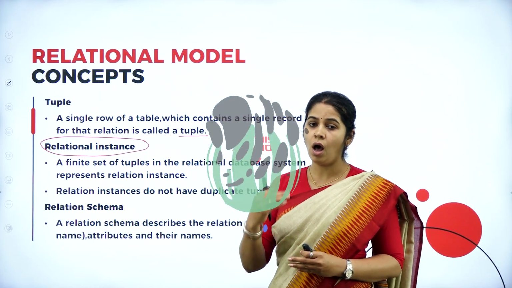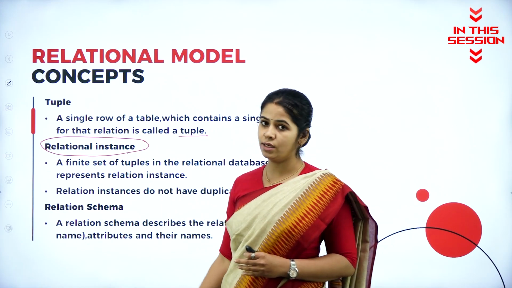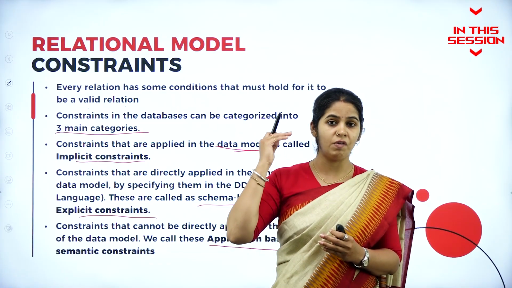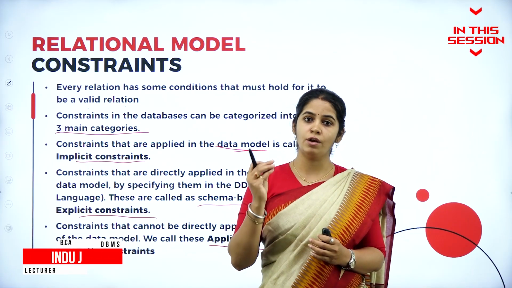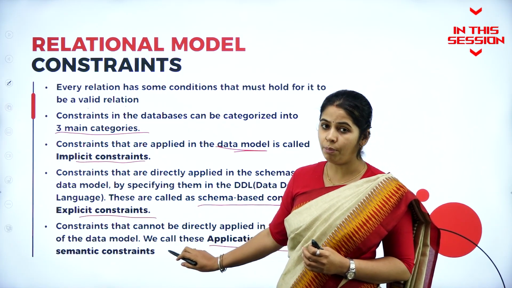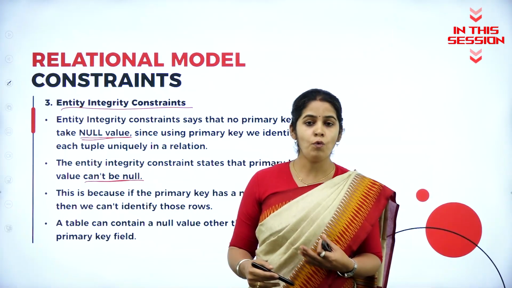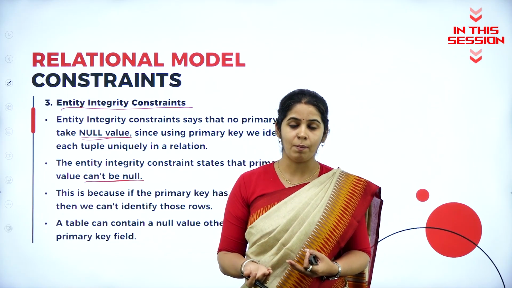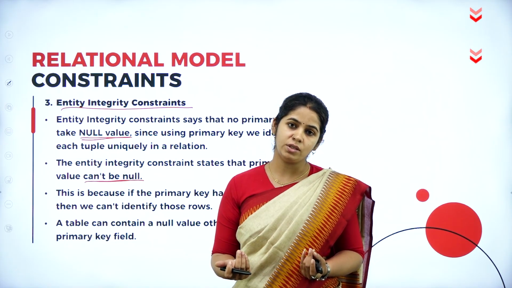Number of rows, how many rows we have entered into the table, that is called the relational instance. When we are designing or using the application, there are some constraints, or a set of rules to be followed. Those types of constraints are called application constraints or semantic constraints. How are we identifying or fetching the records? By using the primary key. If the primary key value is null, how can we fetch the data?